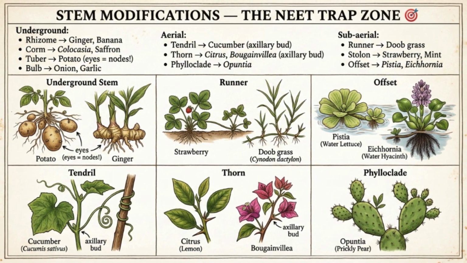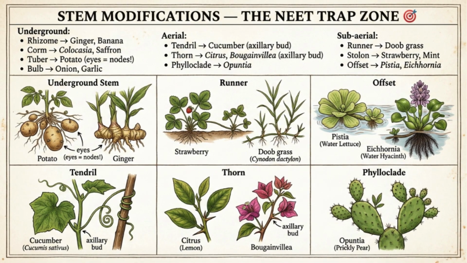Underground stems. Ginger is a rhizome. Potato is a stem tuber. Its eyes are nodes, which is the neat clue that it's a stem, not a root. Colocasia is a corm. Onion is a bulb. For aerial modifications, cucumber's tendril and citrus's thorn are both from axillary buds, but in grapevine, the tendril is from a terminal bud. In Opuntia, the entire green flat structure you see is the stem, called a phyloclade, doing photosynthesis because leaves are modified into spines.